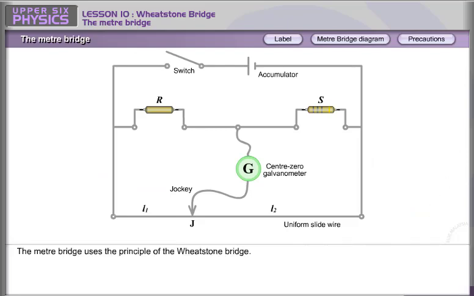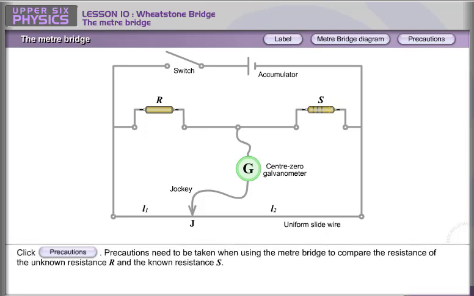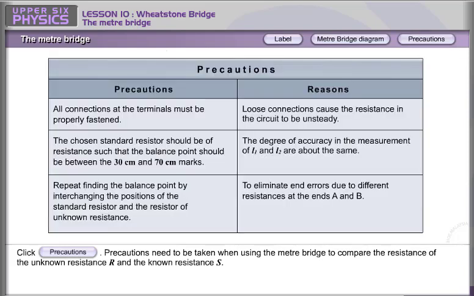The meter bridge uses the principle of the Wheatstone Bridge. Click the Precautions button. Precautions need to be taken when using the meter bridge to compare the resistance of the unknown resistance R and the known resistance S.